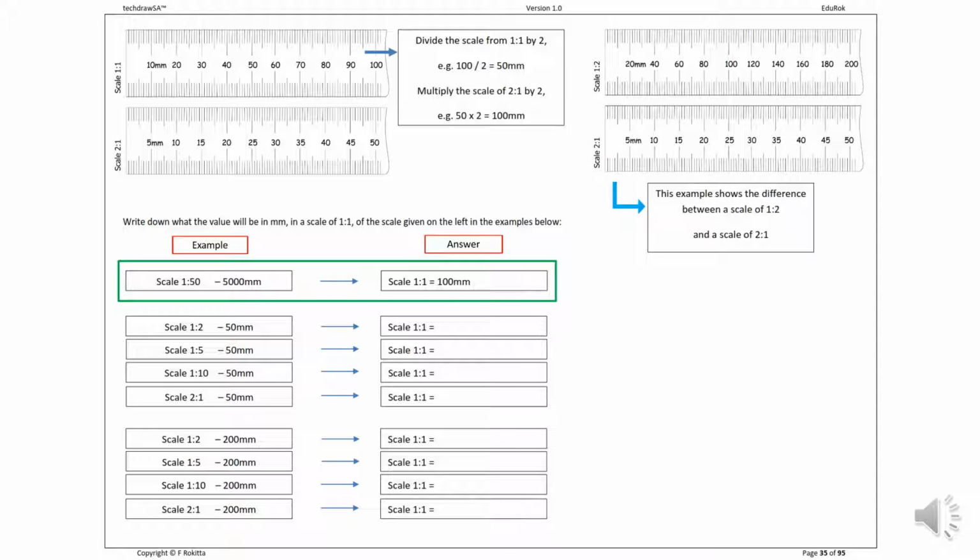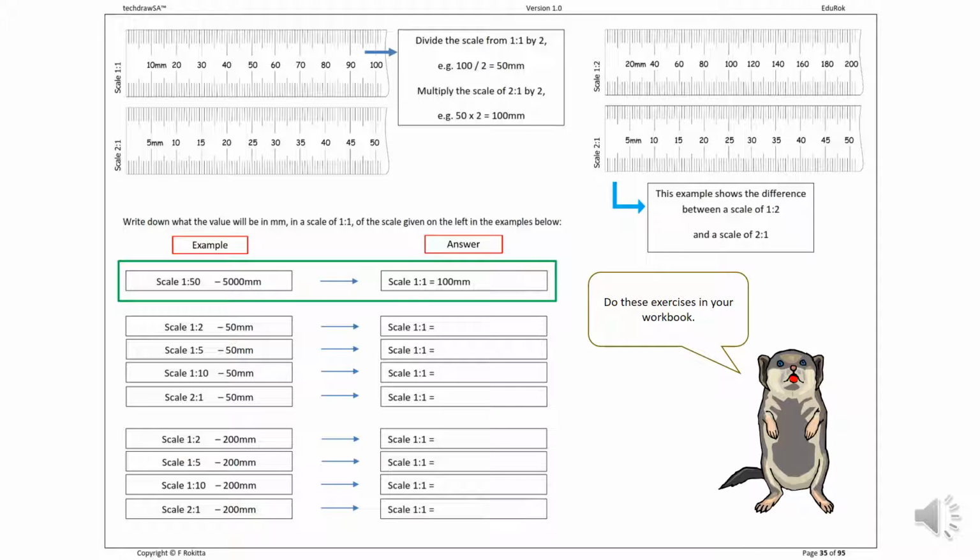On page 35, you will find exercises that need to be completed. Let's use an example. If you have a scale of 1 to 50 that equals 5,000 millimeters, or in other words 5 meters, you need to divide the 5,000 millimeters by 50 because it's a scale of 1 to 50. That will give you an answer of 100 millimeters on a scale of 1 to 1. Now continue to complete the rest of the exercises.